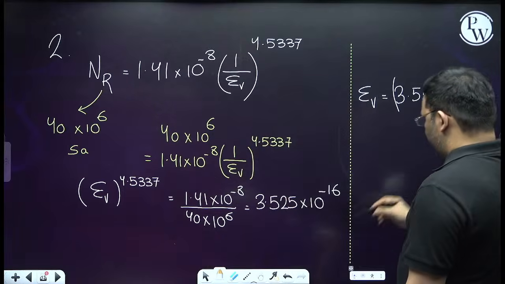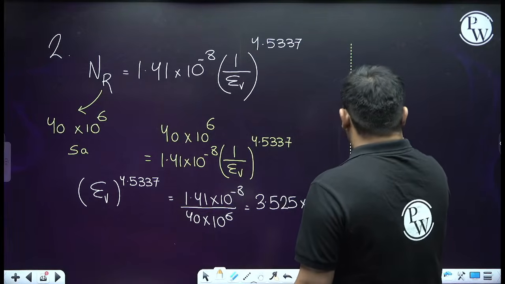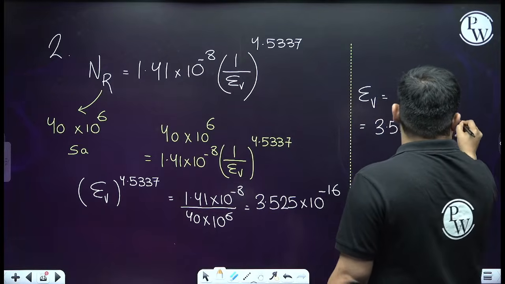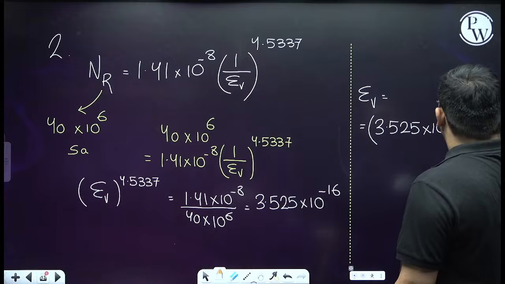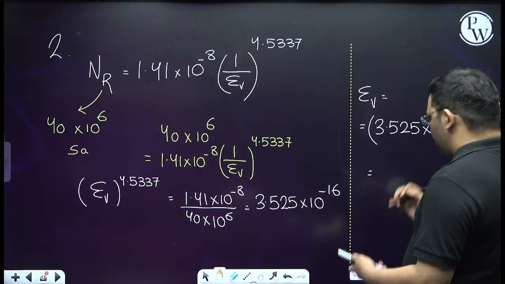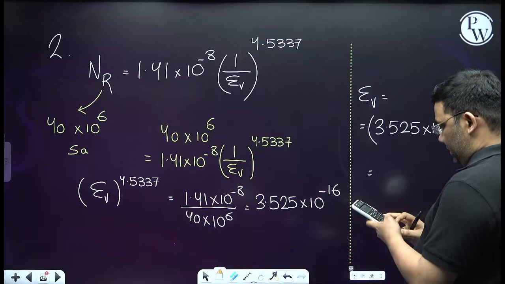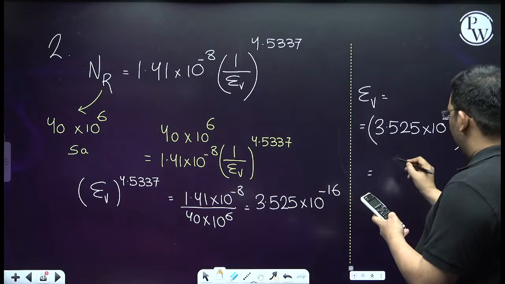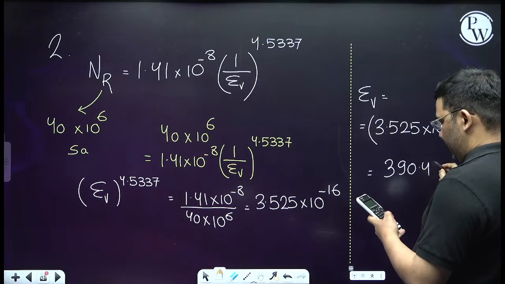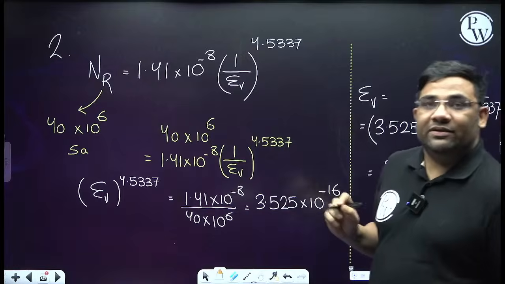So I'll take the power, I'll just write down. This becomes equal to 3.525 into 10 to the power minus 16 to the power 1 by 4.5337. So if you write down, we find this value to the power 1 divided by 4.5337. I am getting a value of 390.45 into 10 to the power minus 6. This is the vertical strain I am getting.